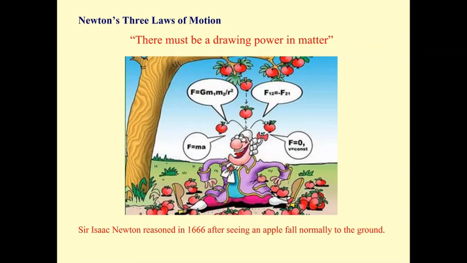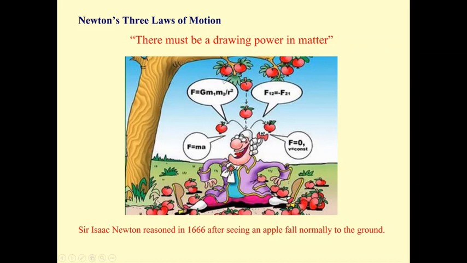He thought about the three laws of motion for quite a long time, until one afternoon he sat down under the apple tree, and then the apple dropped from the tree to the ground, and the idea popped out that there must be a drawing power in matter. By seeing the apple fall to the ground, he got the theory about gravitation. This is called gravitational theory.